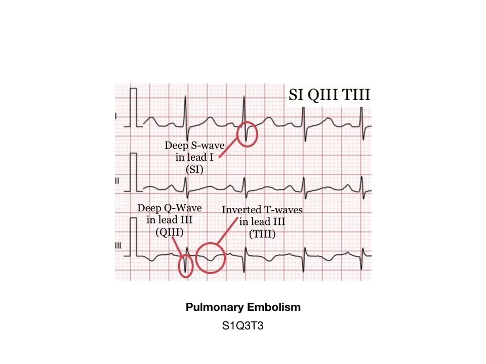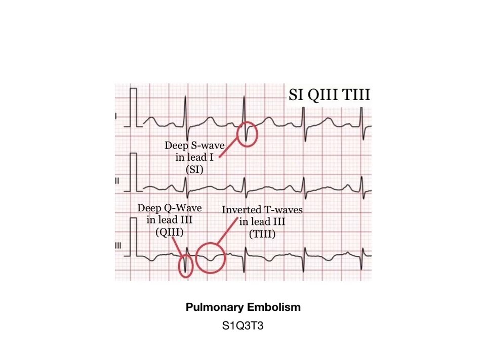So the S1Q3T3 refers to a deep S wave in lead 1. So the S wave, when it comes down, will go deeper than it normally should. So S1, S wave that goes very deep in lead 1. Q3 means a deep Q wave in lead 3. So normally the Q wave kind of drops down a little bit, but if it really goes deep, that's Q3. And then T3 stands for inverted T waves in lead 3. So for a pulmonary embolism, you really need to just look at lead 1 and lead 3. And if you see the deep S, deep Q, and inverted T, you should think pulmonary embolism.